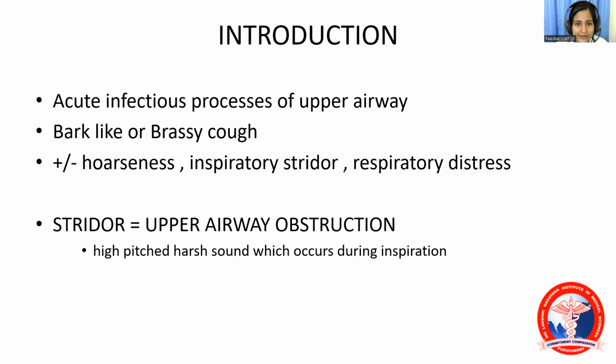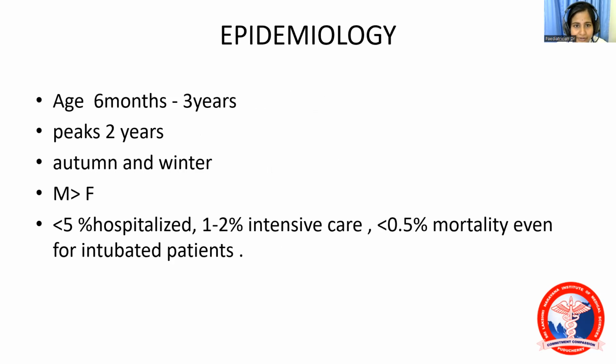So croup is always an infectious process of the upper airway which is acute in onset. The child will present with a barking or raspy cough associated with hoarseness of voice and inspiratory stridor, and may or may not present with respiratory distress.